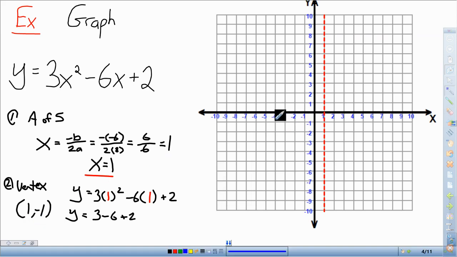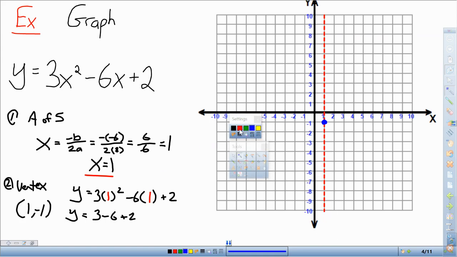So remember, when we plot points, start in the center, go on first the x-axis, left and right, and then the y-axis up and down. So we're going to positive 1 on the x, down to negative 1 on the y. Okay, and remember, your vertex will always land on top of your axis of symmetry.